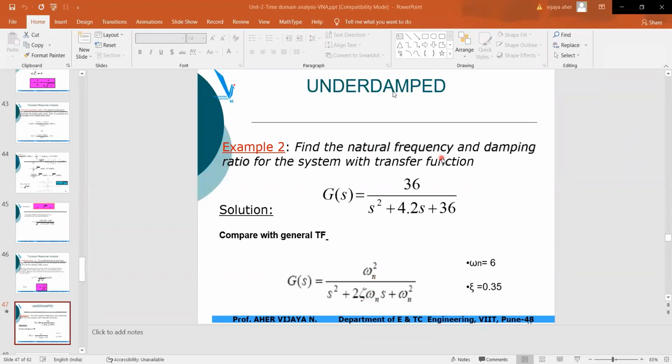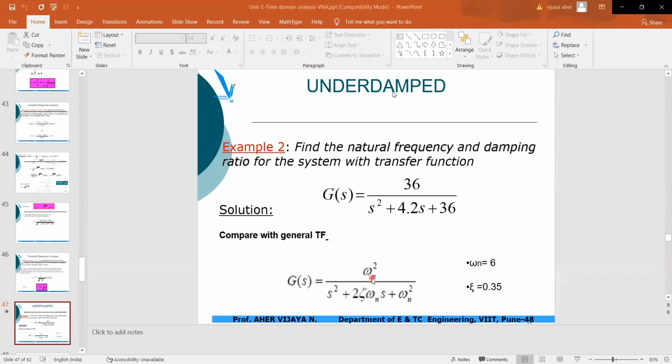Find natural frequency omega n. Find damping ratio zeta from the given transfer function. So compare the given transfer function equation with the standard equation of transfer function for a second order system.